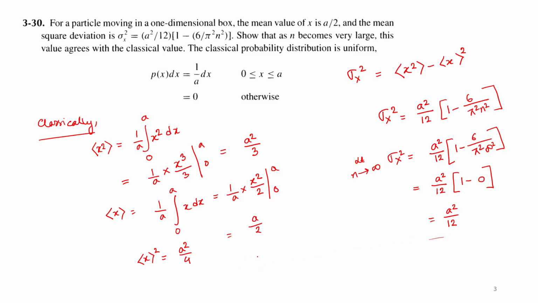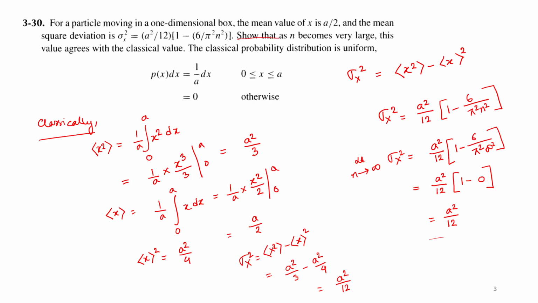Now classically we are going to get sigma x square, and we need to put that formula in. So this will give a square by 3 minus a square by 4, which is nothing but a square by 12. 4 a square minus 3 a square by 12 gives a square by 12. So these two terms are now equal, and that is what they wanted to show us.